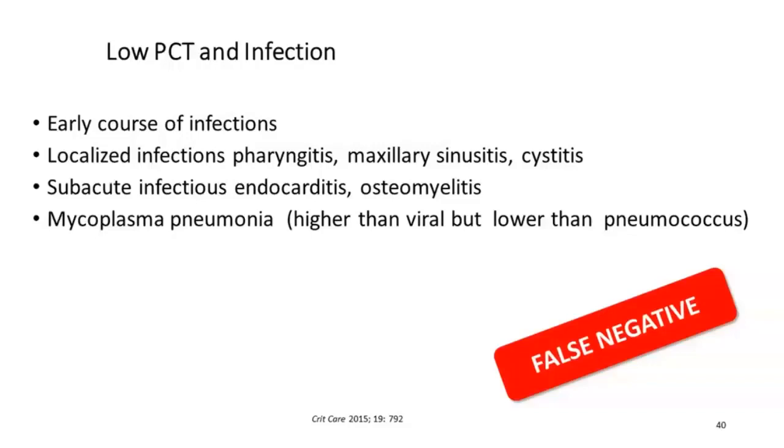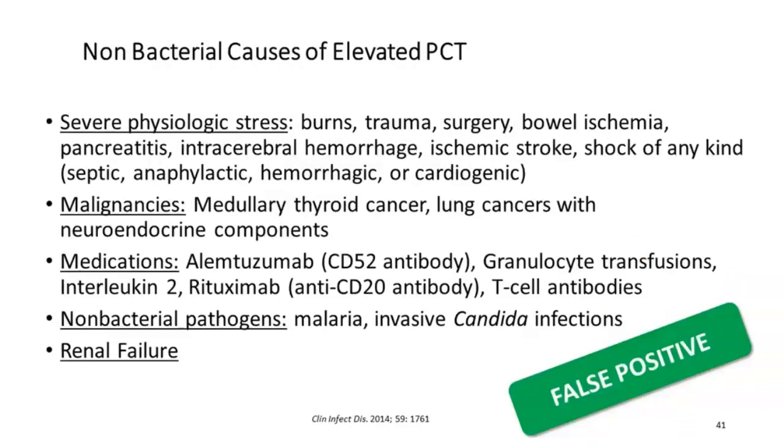Now, on the false positive side, this is really tricky, especially if you have someone who's a major trauma patient, has had bowel ischemia, pancreatitis, shock of any kind. And I can tell you some of the higher procalcitonin levels I have seen have been patients who have had cardiogenic shock, who have significantly low procalcitonin levels and multiple negative cultures. So there are things that can increase procalcitonin that are not infectious. There are certain malignancies, certain medications, which are shown on the slide. There are some, quote, non-bacterial pathogens, such as malaria and candida, very important, but they're not bacterial pathogens.